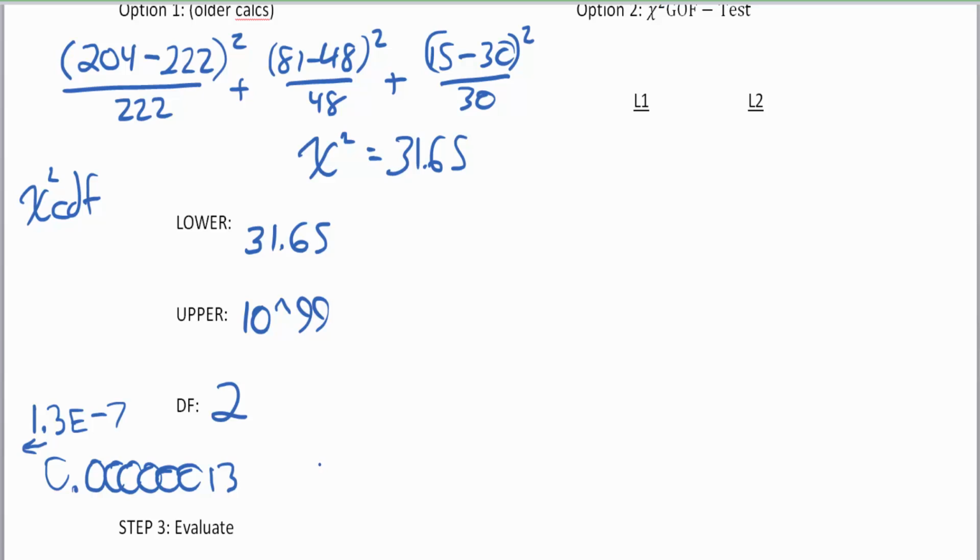That way you can compare it to alpha. And I don't really care what your alpha is. Your alpha is going to be bigger than that. Now you'll notice in this problem there wasn't an alpha given. And in those situations when there are no alphas given, you are going to assume the alpha of 5%. So if your alpha is 5%, then this is definitely less than alpha.